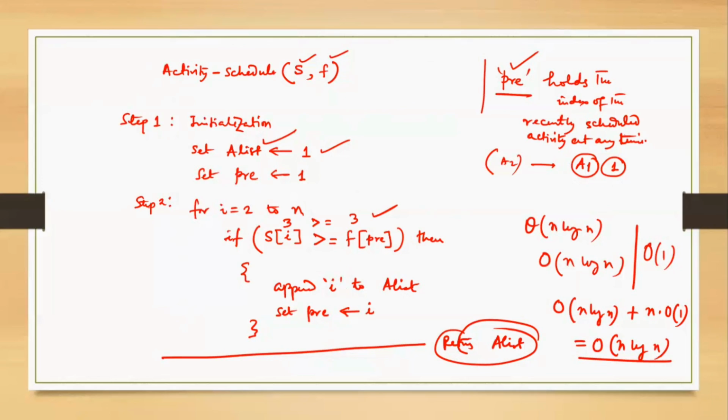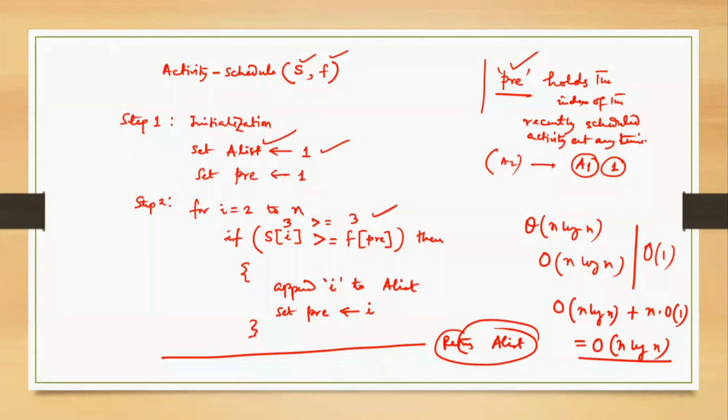Two parameters, S and F. S and F look like ordinary variables, but they are actually one-dimensional arrays. S stores all starting times of the activities, so it is basically a collection of starting times. F stores the finishing times of all activities, so it is also an array. The first activity should be placed in the A list. The A list is the final list, and pre holds the index of the recently scheduled activity at any time. So the index of the first activity should be placed under pre.